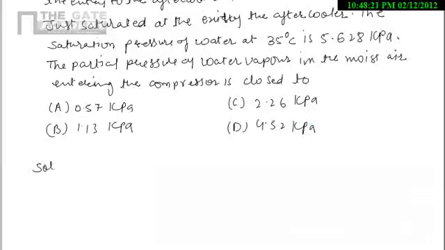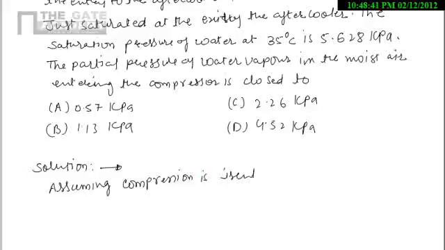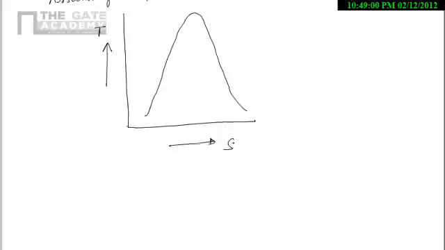Now let's solve this problem. I am giving the solution for this problem. In this problem, I am assuming the compression is isentropic. Now I will draw the process on a T-S diagram. On the y-axis I am taking T, and on the x-axis I am taking entropy. Here I am drawing the two pressure curves, one at 500 kilopascal and the second one at 100 kilopascal.